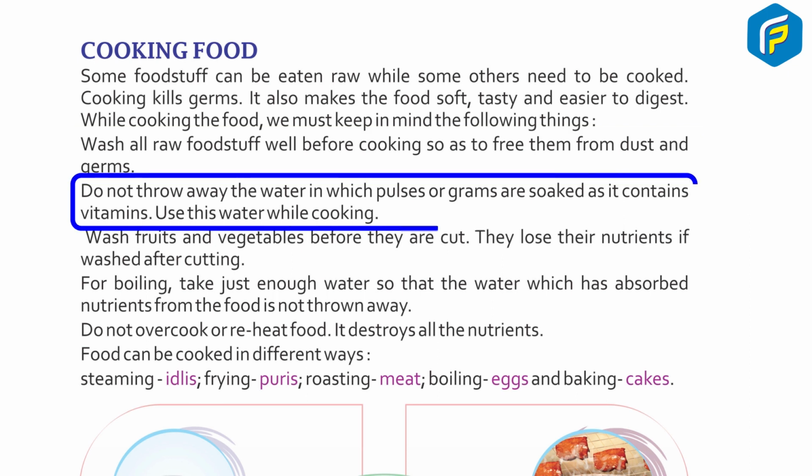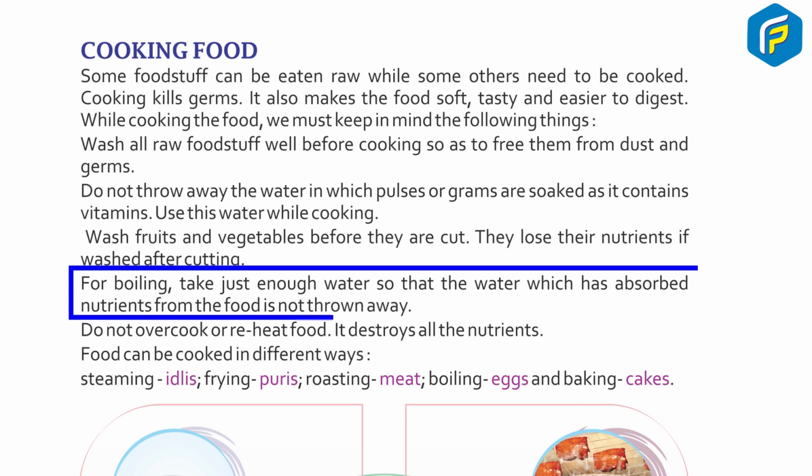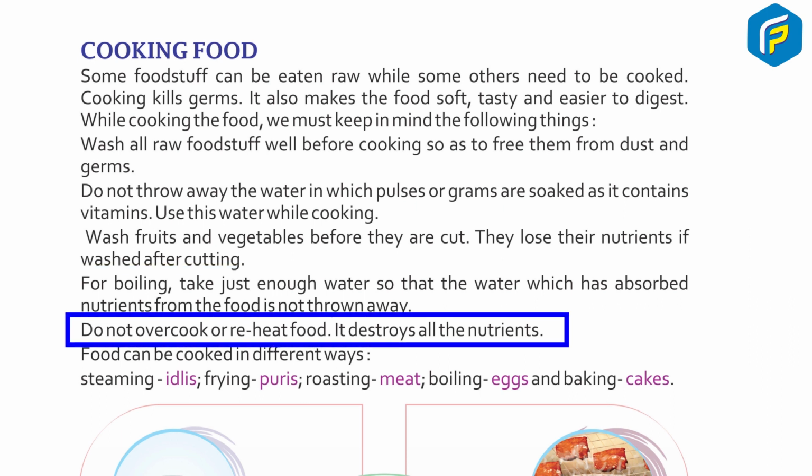Do not throw away the water in which pulses or grams are soaked as it contains vitamins. Use this water while cooking. Wash fruits and vegetables before they are cut. They lose their nutrients if washed after cutting. For boiling, take just enough water so that the water which has absorbed nutrients from the food is not thrown away. Do not overcook or reheat food. It destroys all the nutrients.